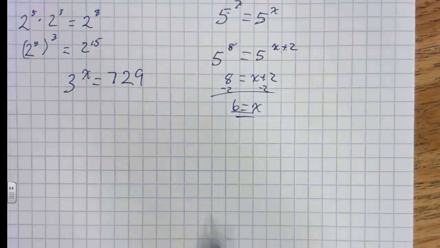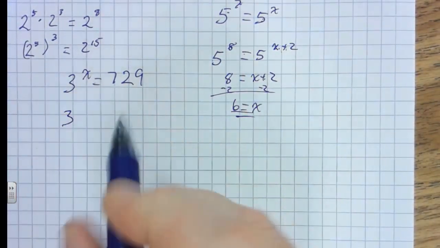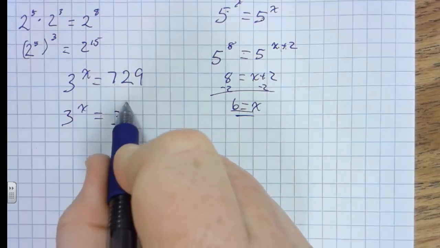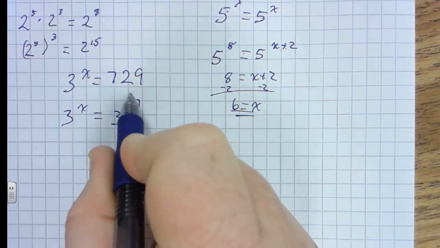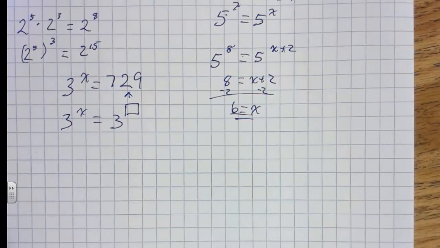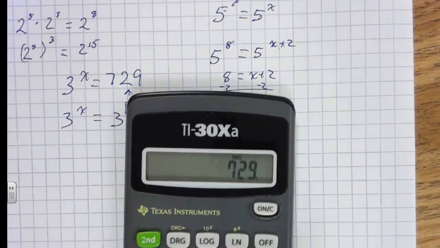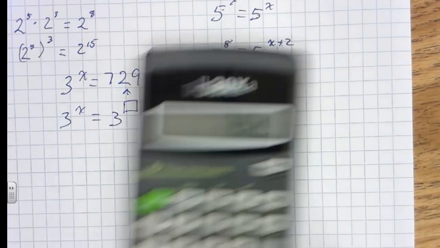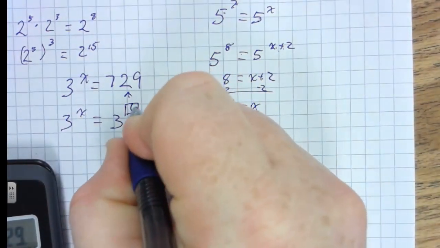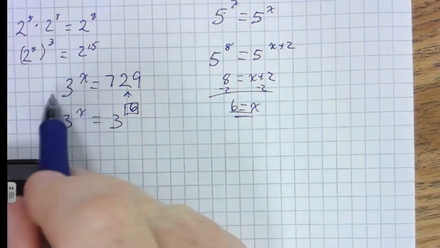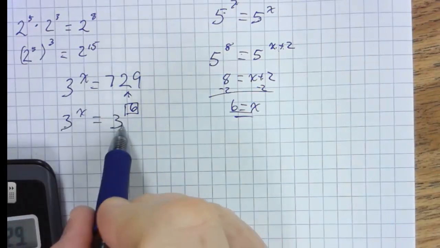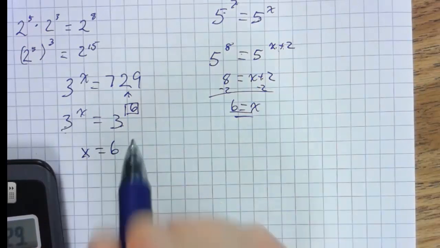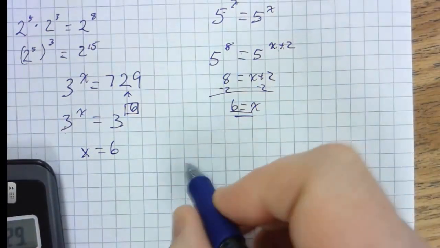So what we can do first is bring down the 3 to the x, and rewrite this as 3 to what power gives you 729. And we've already figured out what it was on the calculator. Remember, it was 3 raised to the 6th power, so it's actually 3 to the 6th power. So when you go to solve this equation, you see that these two bases are now equal to each other, therefore the exponents are also equal to each other. We'll try that again with another one.